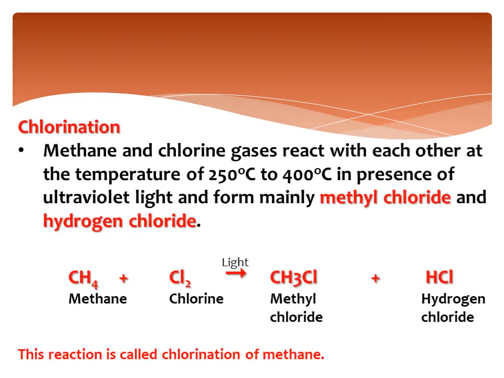Chlorination. Methane and chlorine gases react with each other at the temperature of 250 degrees Celsius to 400 degrees Celsius in the presence of ultraviolet light and form mainly methyl chloride and hydrogen chloride. The chemical reaction is as follows. CH4, that is methane, plus chlorine in presence of ultraviolet light gives methyl chloride, that is CH3Cl, plus HCl, that is hydrogen chloride. And this reaction is called chlorination of methane.